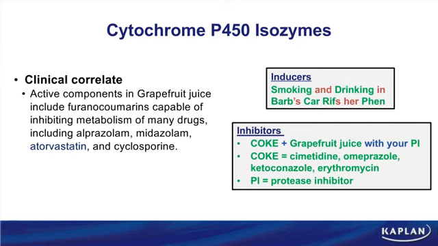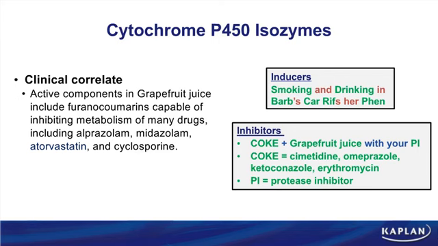So I've got Coke and grapefruit juice. So I've got my drink. I need something to eat. So Coke and grapefruit juice with your pie. Now, PI, what does that stand for? Protease inhibitor. Protease inhibitors are used for HIV, and all protease inhibitors are P450 inhibitors. Examples of the protease inhibitors are drugs like ritonavir or indinavir. Those drugs that end in -avir are protease inhibitors used for HIV, and they're all P450 inhibitors.